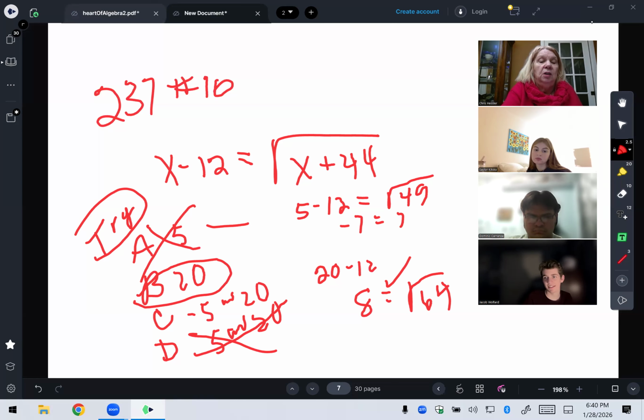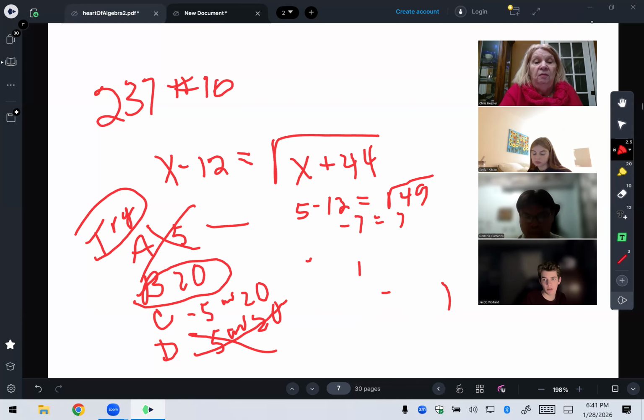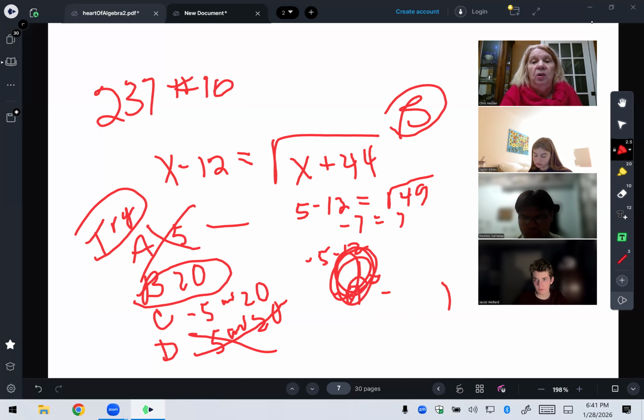So 20 works. Now we just have to try the -5, but we can see right away that -5 minus 12 is going to give us -17. -17 is not the square root of 39. So this answer would be B, and we solved it in probably 12 seconds. You don't have to square these. You just have to look at the answer choices.